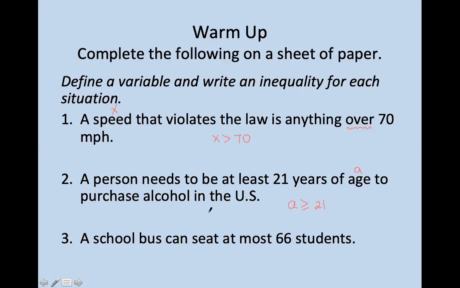All right, number 3, a school bus, I'm going to use B for bus, can seat at most 66 students. So I'm getting on the bus. There's room for 66, so the number of students that get on there need to be less than, or it could be 66. It says the most we could have is 66. All right, let's look at the next slide.